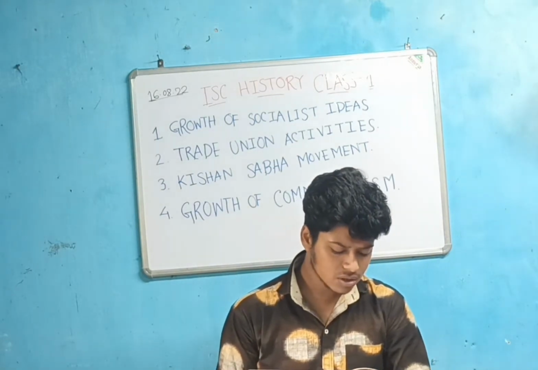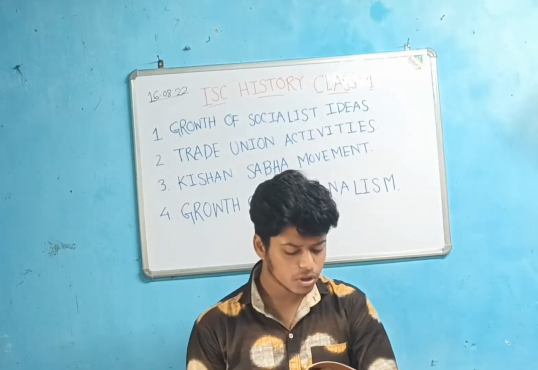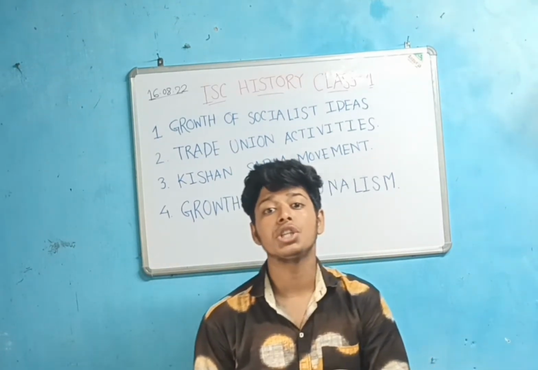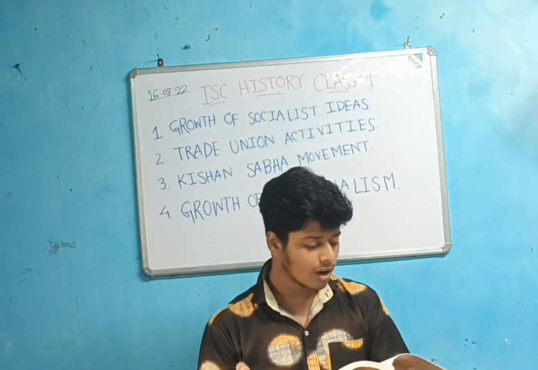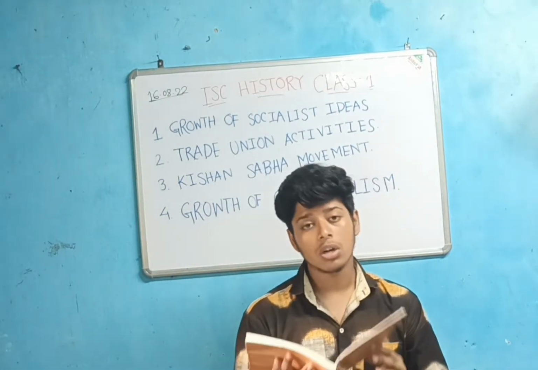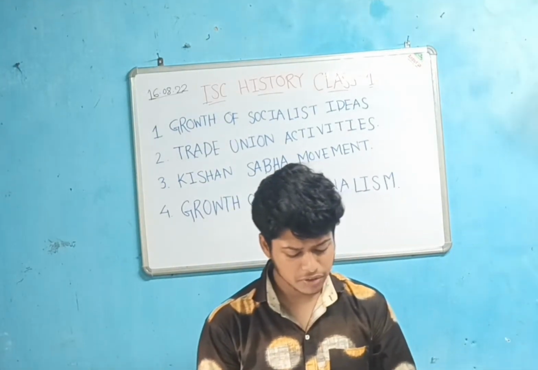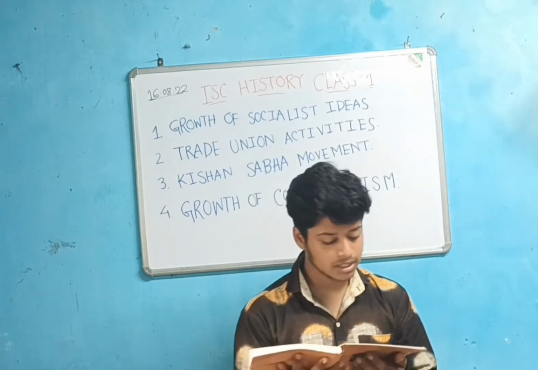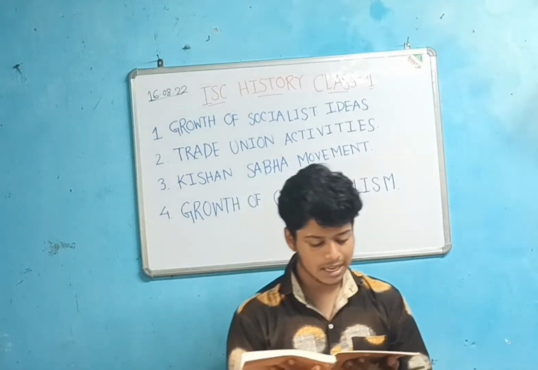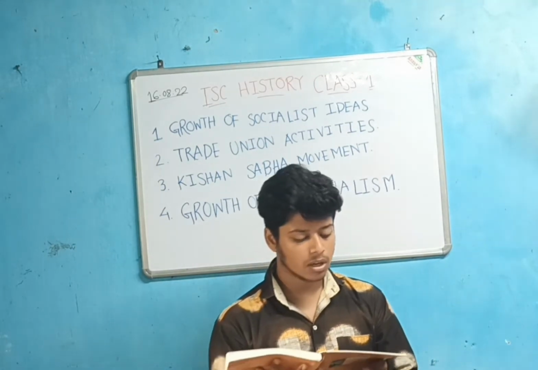So the socialists did not want to separate themselves from the National Congress because they felt that the National Congress was the only party that could throw the British out of the country. They supported radicals in the National Congress and started organizing peasant movements outside the National Congress.